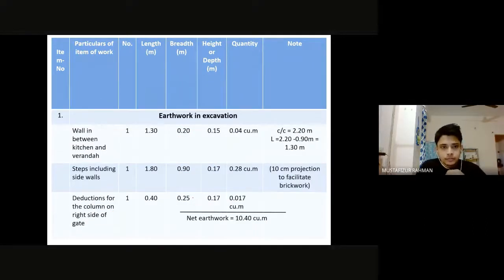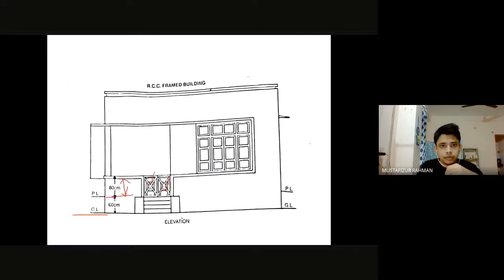Then walls between kitchen and veranda. So we have to go wall by wall this time because things are not similar to the previous numericals. Okay, it's slightly more complicated than the previous ones. For the walls between kitchen and veranda, we have to find out the center to center length and subtract the excavation that has already been carried out.